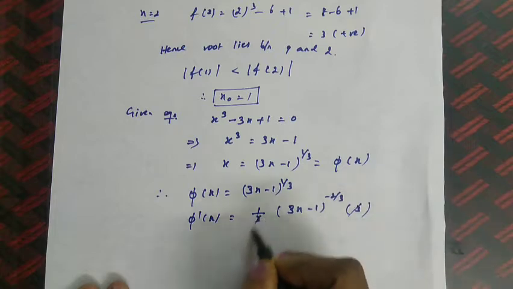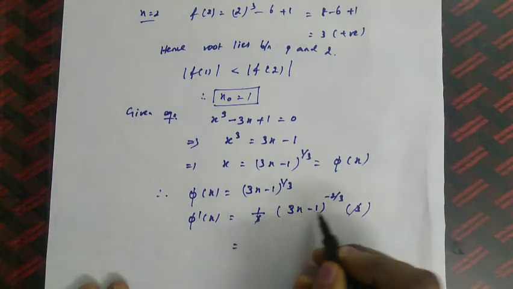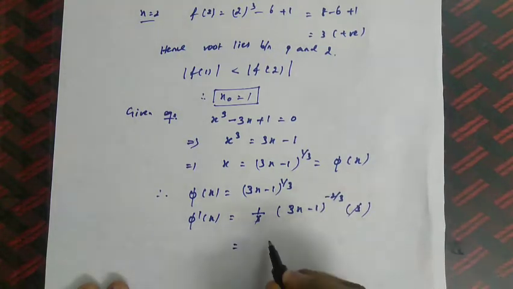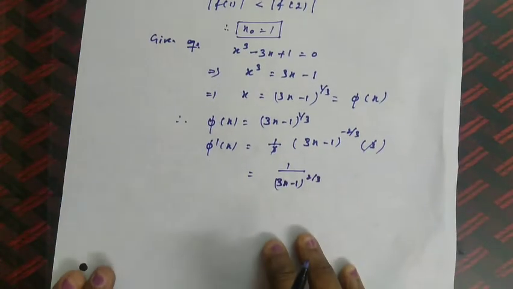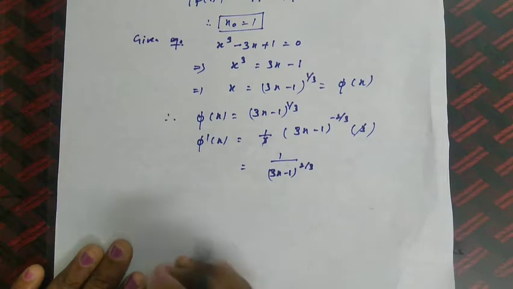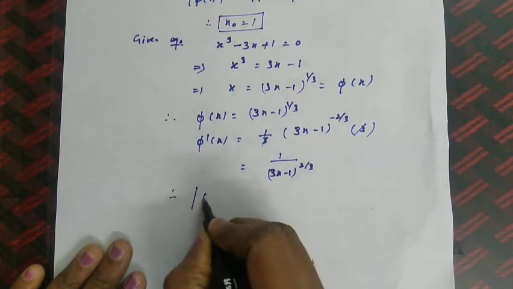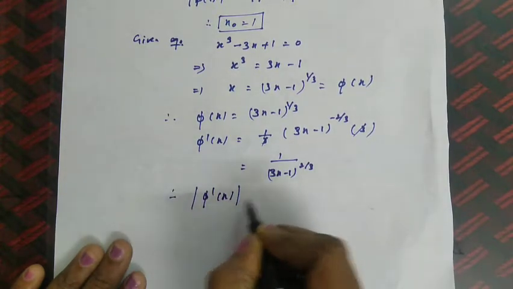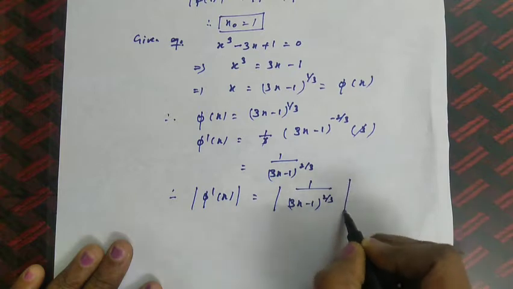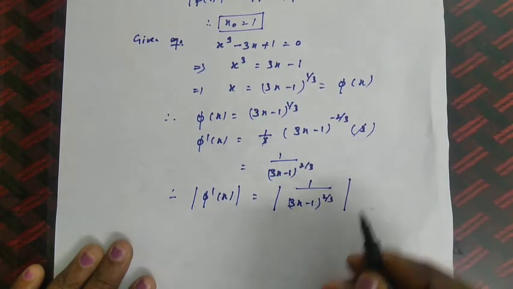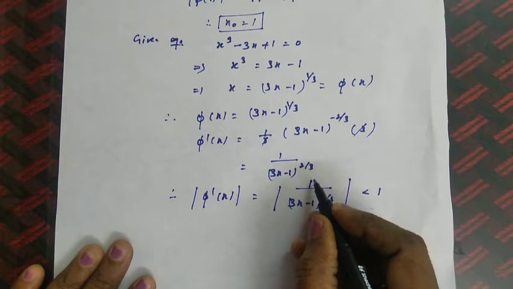So you can cancel these two, you can get (3x - 1)^(-2/3), that can be written as 1 by (3x - 1)^(2/3). So when you are taking the absolute value of phi dash of x, modulus of phi dash of x is equal to modulus of 1 by (3x - 1)^(2/3). Obviously this value is less than 1.